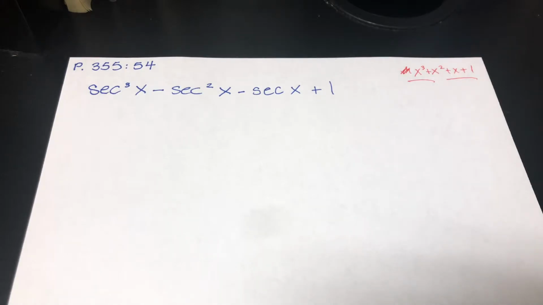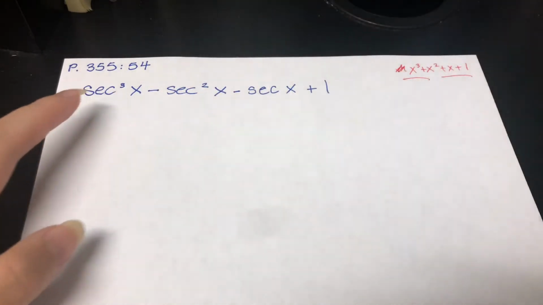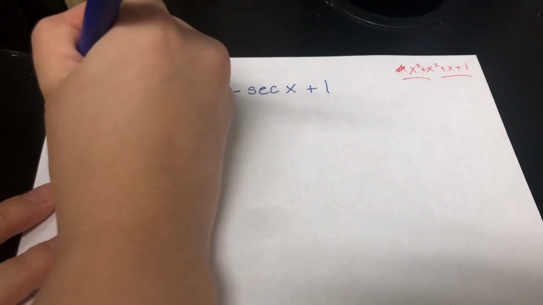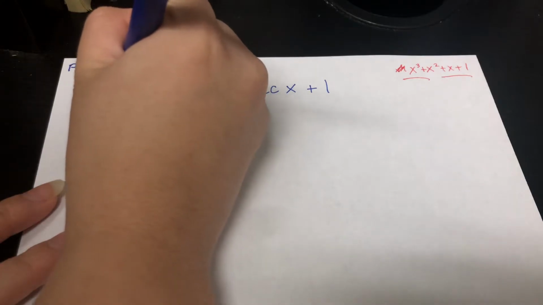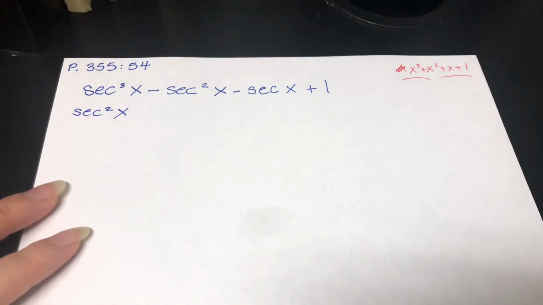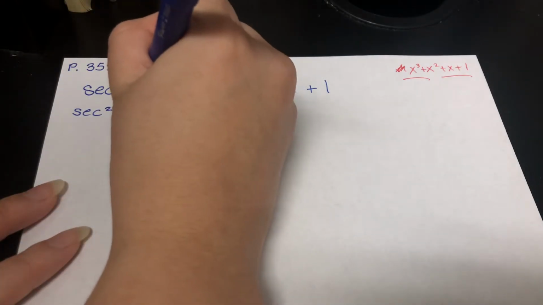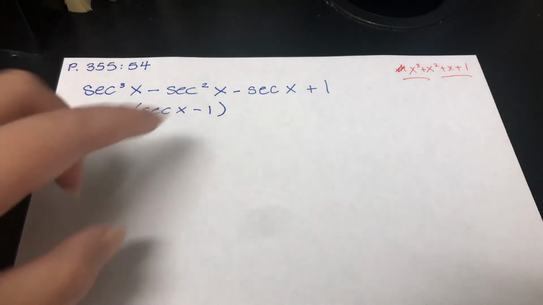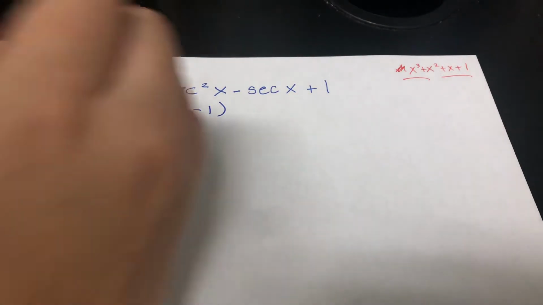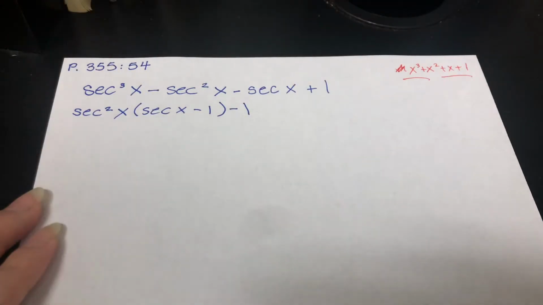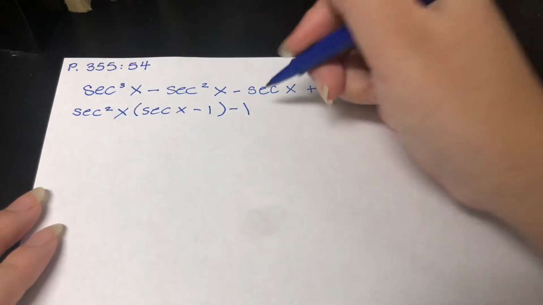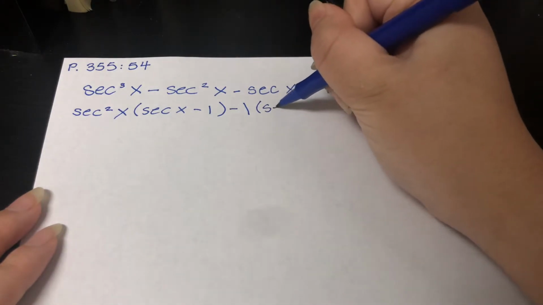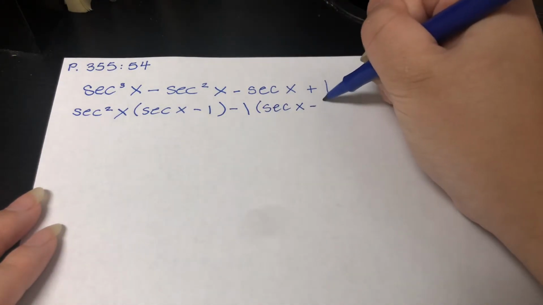So that's what we're going to be doing, the same over here. First we're going to have to factor by grouping. For here, we can take out a secant squared, and then that'll leave us with secant x minus 1. And then over here, we can take out a negative 1, and that'll leave us with the same thing, which is secant x minus 1.